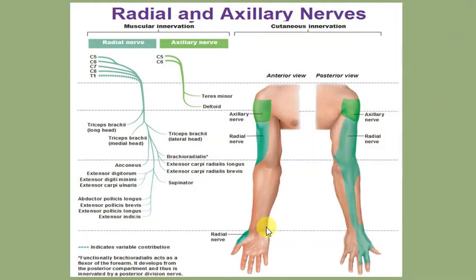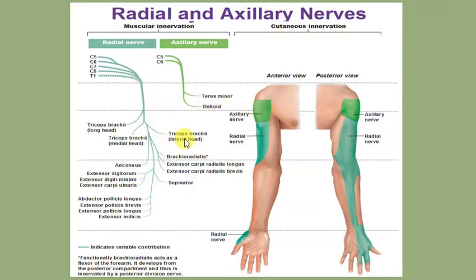Lakini unaona radial nerve hapo imepita kwenye anatomic snuff box, lakini haijafika huku mwishoni. So tutaenda kuona nerves nyingine ambazo zitakuwa zina supply huku mwishoni. Lakini unaweza kuona muscular innervation. Kwa mfano unaweza kuona axillary nerve ina supply nani? Ina supply teres minor and deltoid. Teres minor and deltoid, axillary nerve.